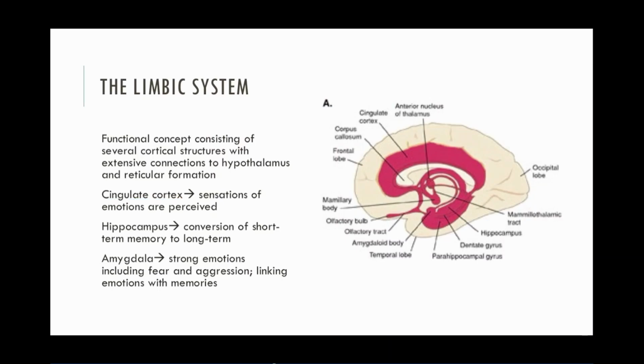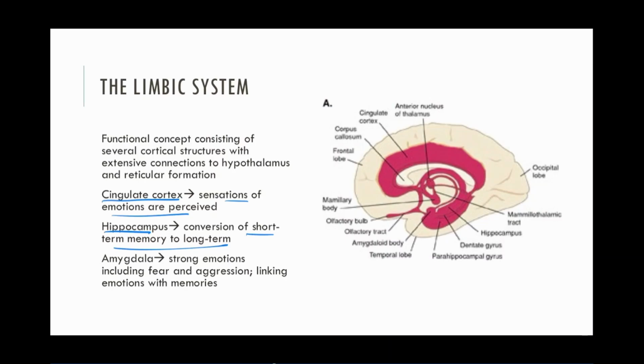Cingulate cortex. Again, definitions. These are where sensations of emotions are perceived. So if you have a new emotion, your cingulate cortex is going to perceive that emotion. The hippocampus is responsible for converting short-term to long-term memory. Hopefully all your hippocampuses are working very well, because you have to convert a lot of this stuff into long-term memory and get it in there.